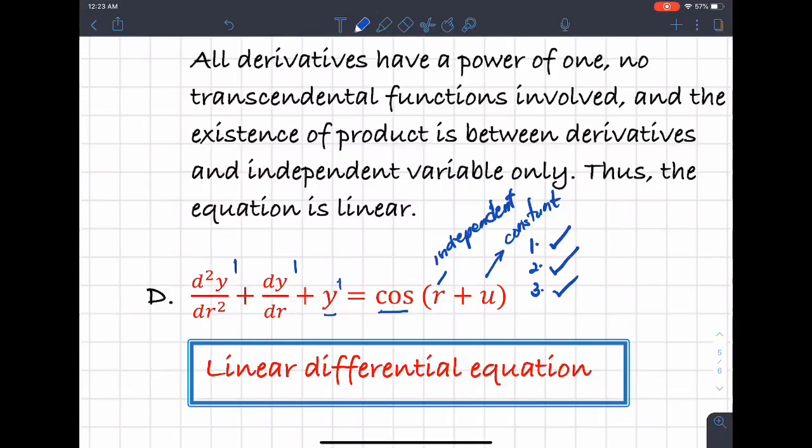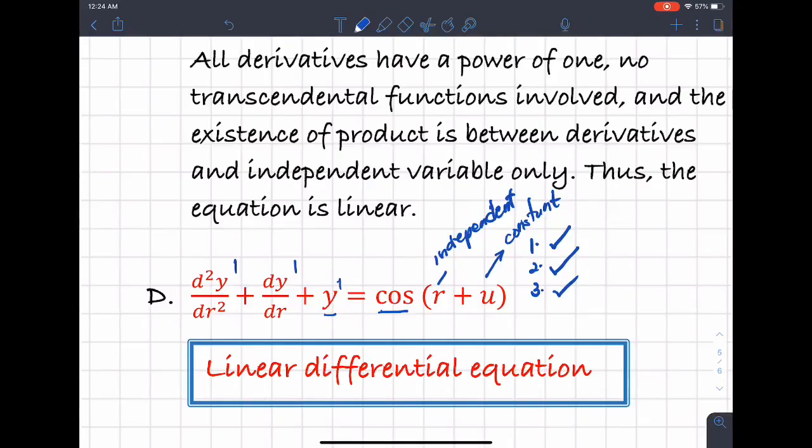The order of the differential equation is always the highest derivative in the given equation, while the degree of the differential equation is simply the exponent of the highest derivative, given that the equation is free from rational exponents and radical signs. And lastly, the linearity of the differential equation depends on three criteria. It must satisfy all three criteria before it can be classified as a linear differential equation. Any violation among the three criteria automatically makes it a nonlinear differential equation.